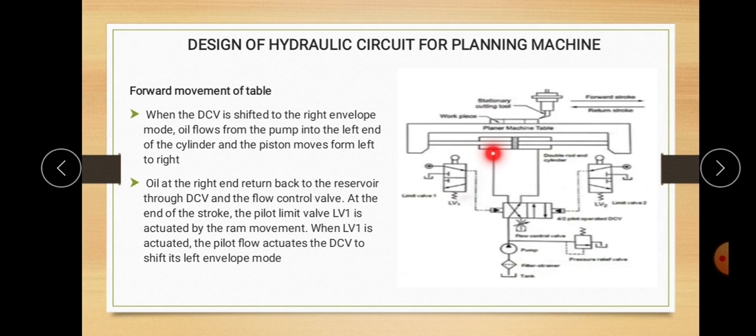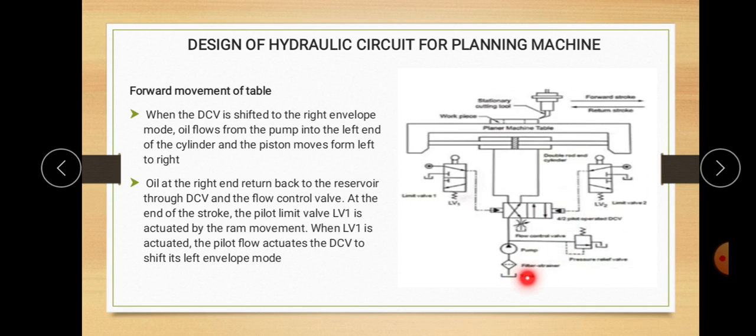When the pressurized oil enters the A port, it pushes the table in the forward motion. When the pressurized fluid from the DC valve enters through the B port, it pushes the table in the backward direction. So the linear motion is carried out, the tool is fixed, and the planing operations are carried out. This is the simple construction of the hydraulic circuit for a planer machine.